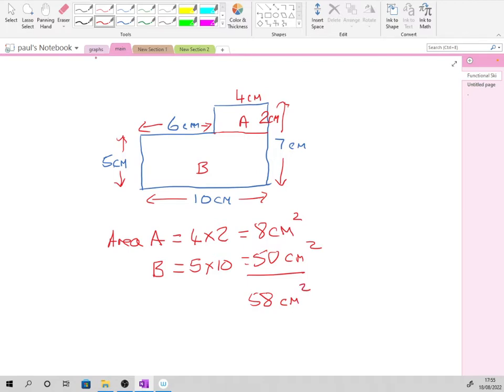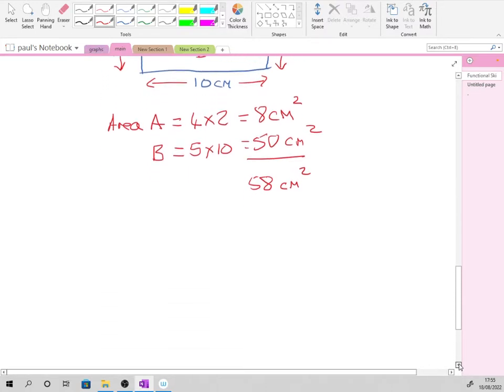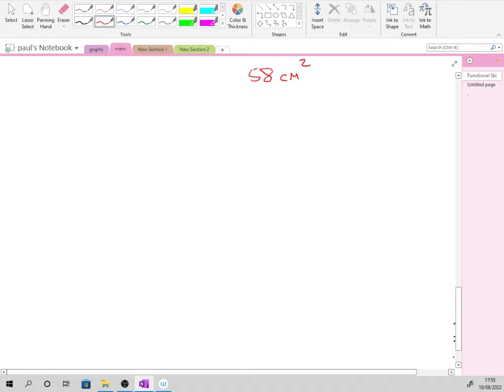That's what we do when we've got bits added on and they're awkward shapes. Right, so let's have a look at when we've got a bit taken out.